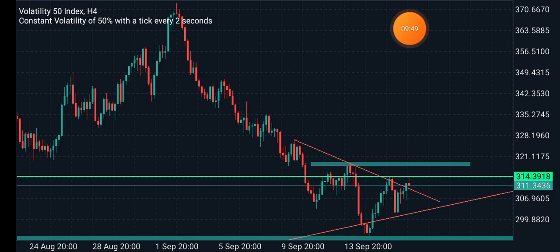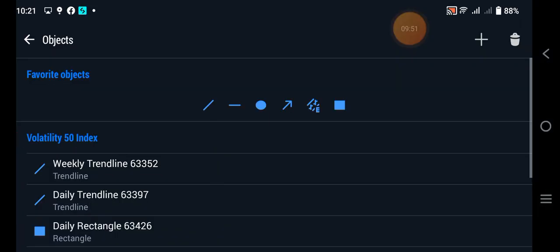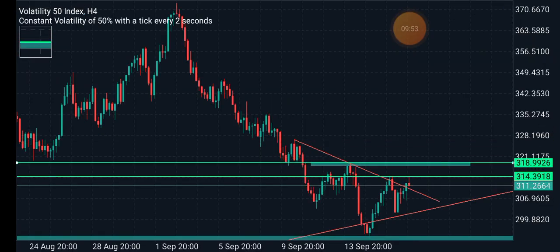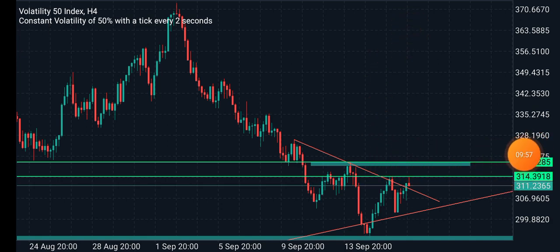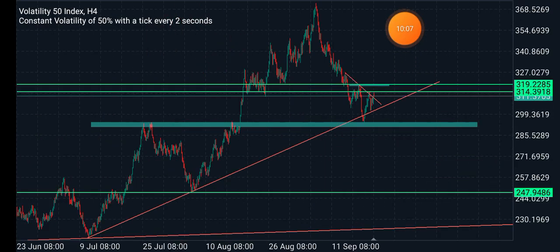We need to break. Let me put up a line so that we can use it to know the exact number. We need to actually break 3192285. We need to break this and close above it, to consider buying this market. Meanwhile, if you shrink it, you see we are still within the third touch on the trend line.